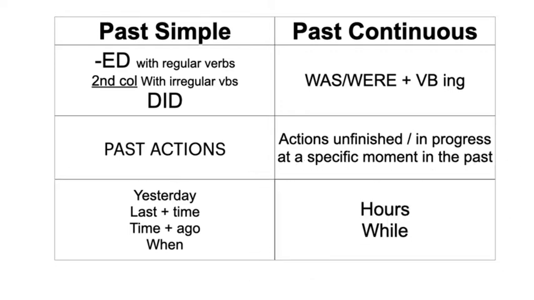As for the past continuous, we need adverbs or expressions that allow us to focus on the duration of the activity, on the fact that that activity was long, was happening, was unfinished and in progress. So while has that meaning. As for the hours, they help us to set a specific time in the past. So if you're speaking about the past and you see a specific hour, it will always be a past continuous. And the same with while. When you have while, the verb afterwards will go with past continuous.